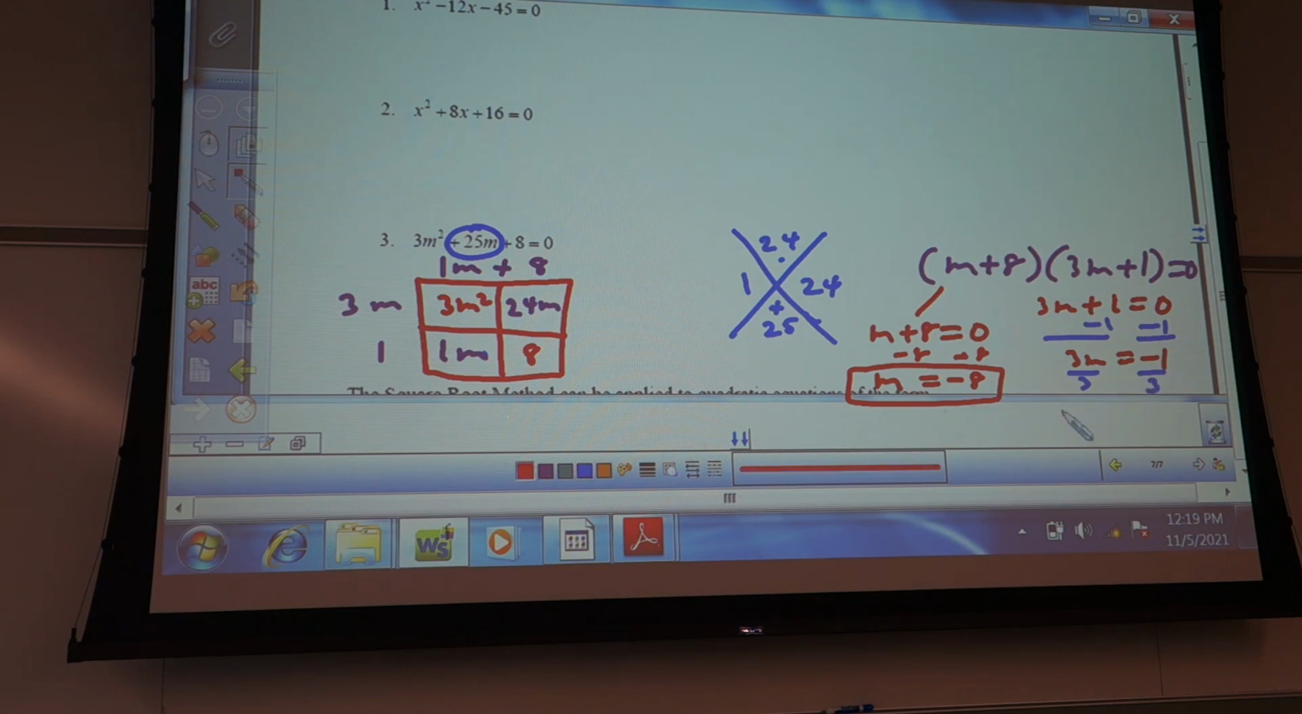So then you end up with m equals what? Well, -1, just leave it as a fraction. Just leave it like that, and you want it as a negative, -1/3. Yeah, perfect. That's all I wanted. I just wanted you to give me that. Okay, all right. So that's that one.